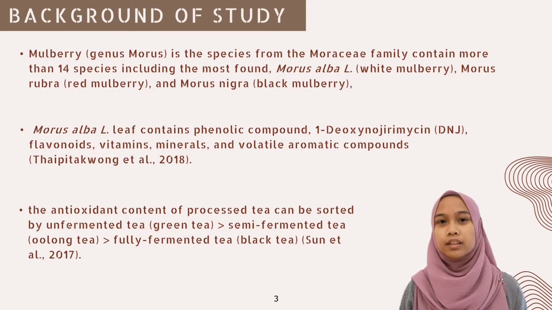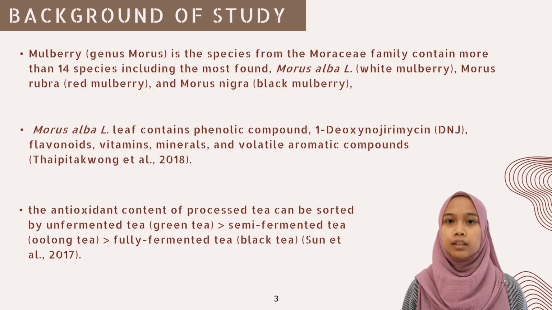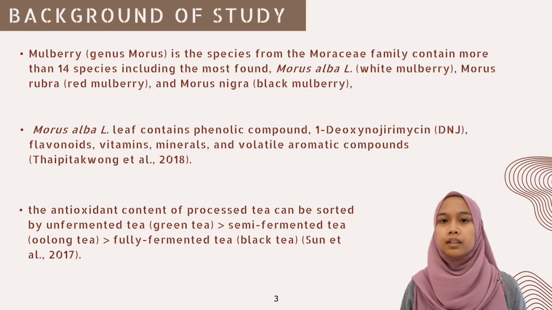During this research, the mulberry leaf will be processed into 3 types of tea at different degree of tea fermentation, that is, the unfermented tea, green tea, semi-fermented tea, oolong tea, and fully fermented tea, black tea.